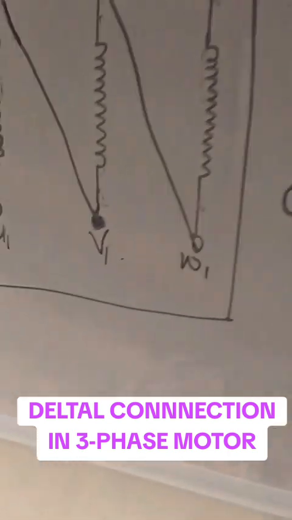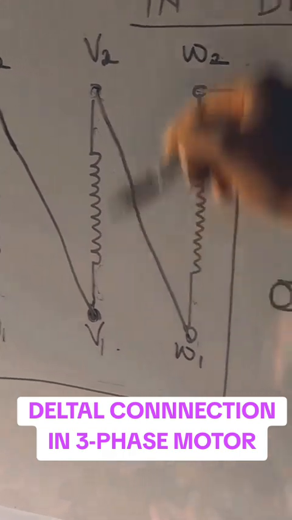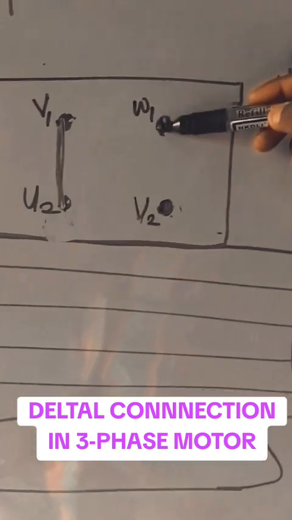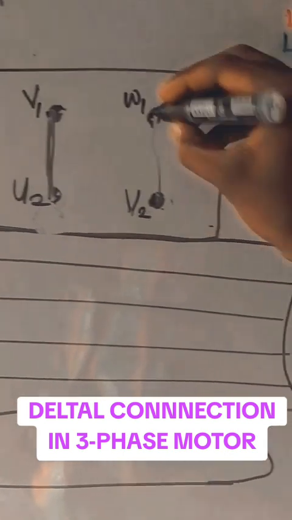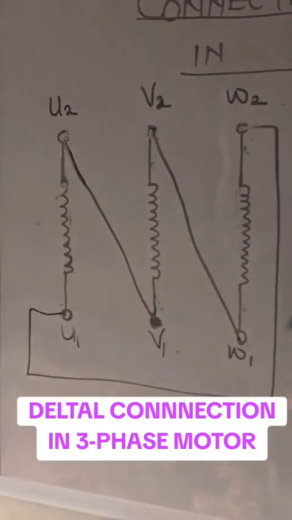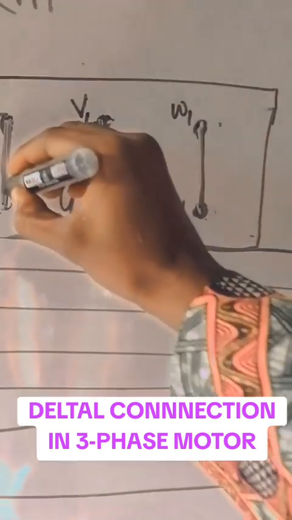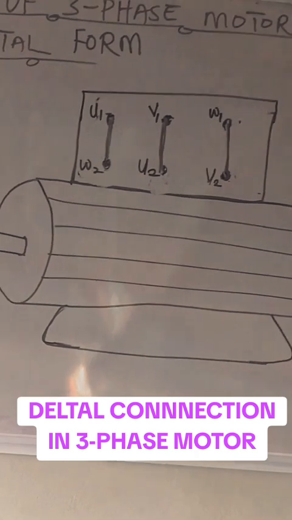Now, let's go back to this one. You see, you have U2 V1, which is what we have done already. And we now have V2 and W1. V2, W1. So I will just put a jumper here to link them together. Hope you have seen that. Then finally, I have W2 linked to U1. Let's see W2 linked to U1. So just a small jumper can be used to link them together. And in this way, our three-phase motor has been connected in delta.